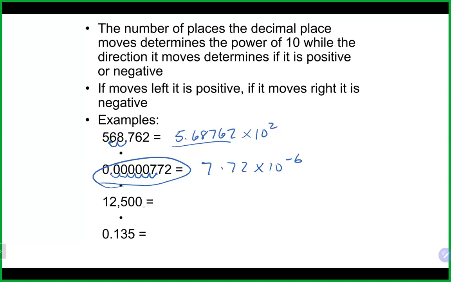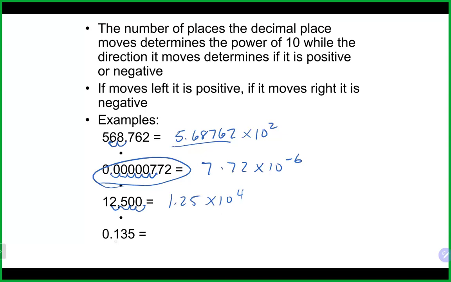Here, we would assume the decimal is here. So that is 1, 2, 3, 4 places. So 1.25 times 10 to the 4th. The reason we drop the zeros here, as we'll talk about when we talk about significant figures, is they're not significant. So we're going to dump them out. That way they both actually will have 3 significant figures in each of those numbers when we look at it.